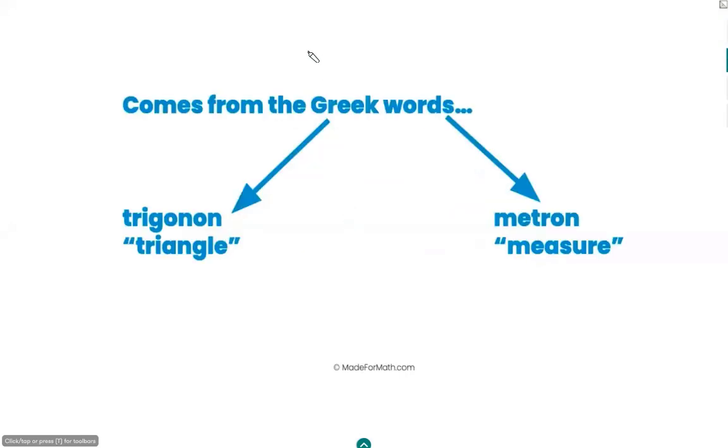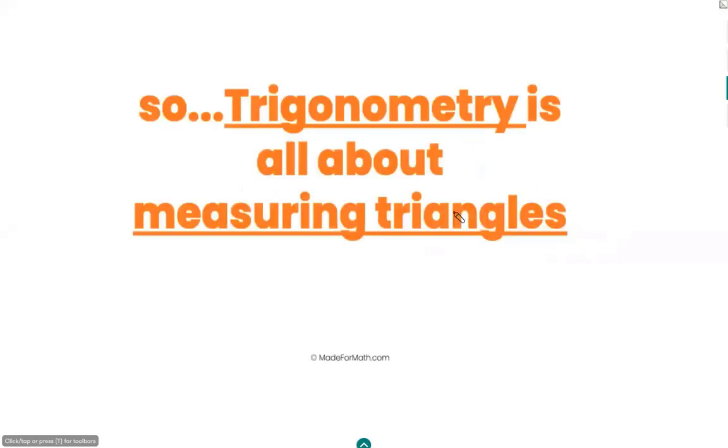If you think about the word trigonometry, if you look into it, it actually comes from two Greek words. One, trigonon, meaning triangle. The other, metron, meaning measure. So if we put that together, we get measuring triangles. So trigonometry is all about measuring triangles.